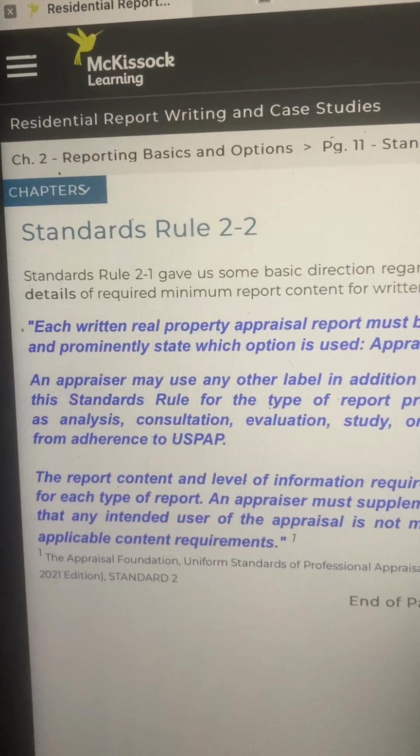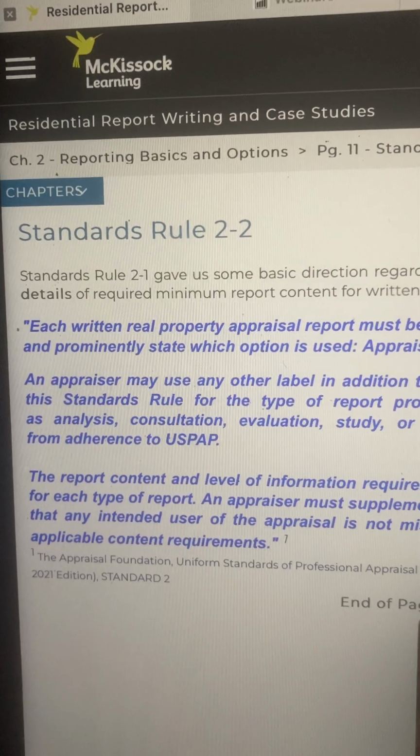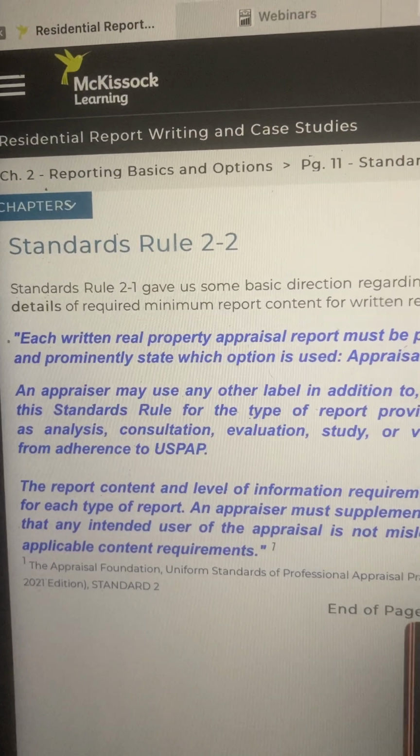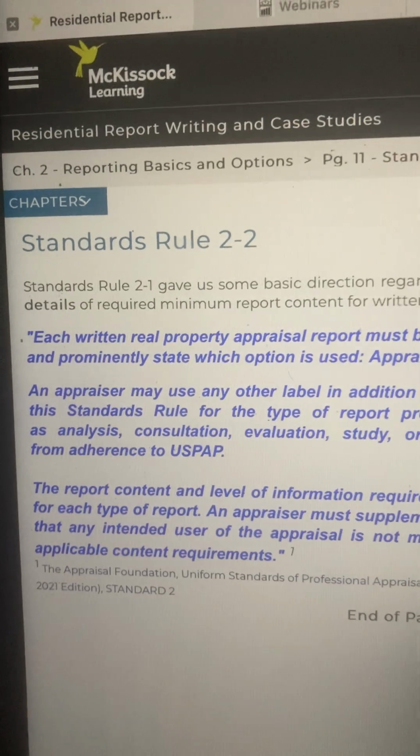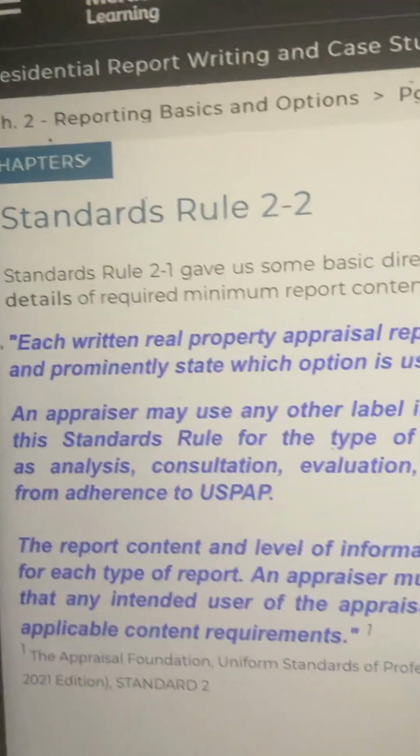Residential Appraisal Report Writing and Case Studies. Chapter 2, Reporting Basics and Options. Page 11. Standards Rule 2-2.